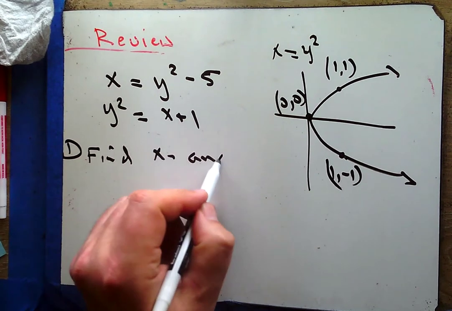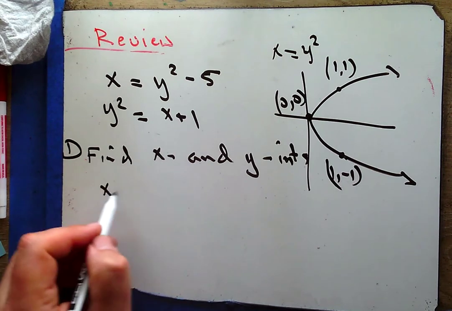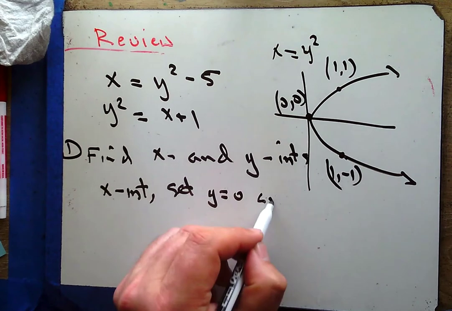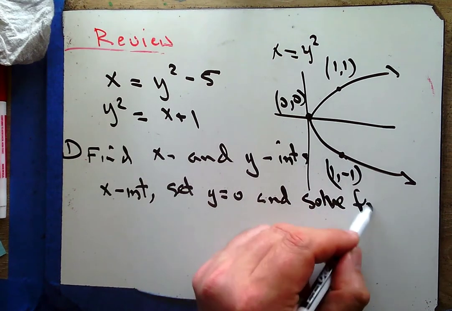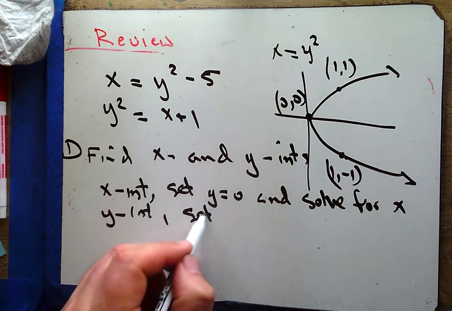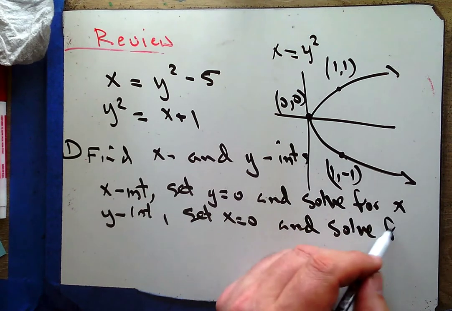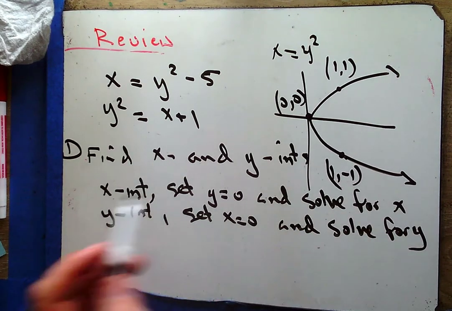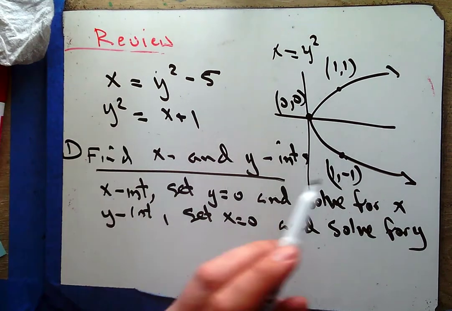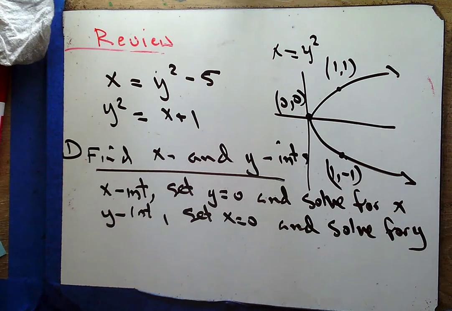Remember, to find an x-intercept, you set y equal to 0 and solve for x. And to find a y-intercept, you set x equal to 0 and solve for y. Okay, so that's the first method. You know when you see a y squared that it's going to be a sideways parabola, and you'll use your x and y intercepts to help you make the graph.